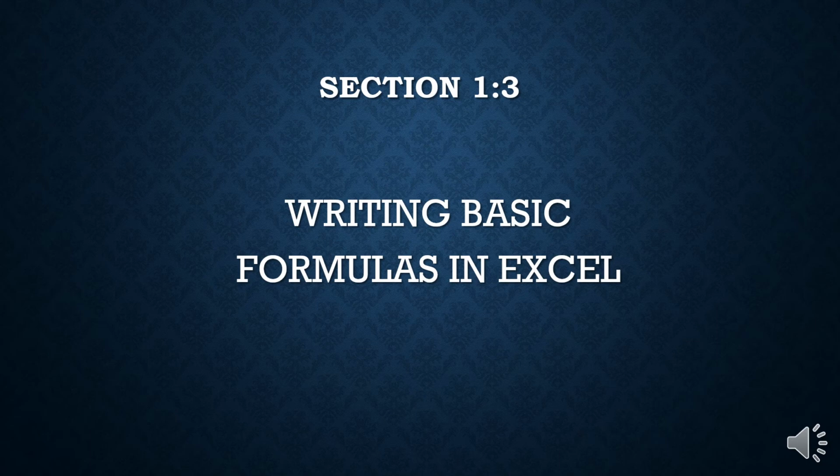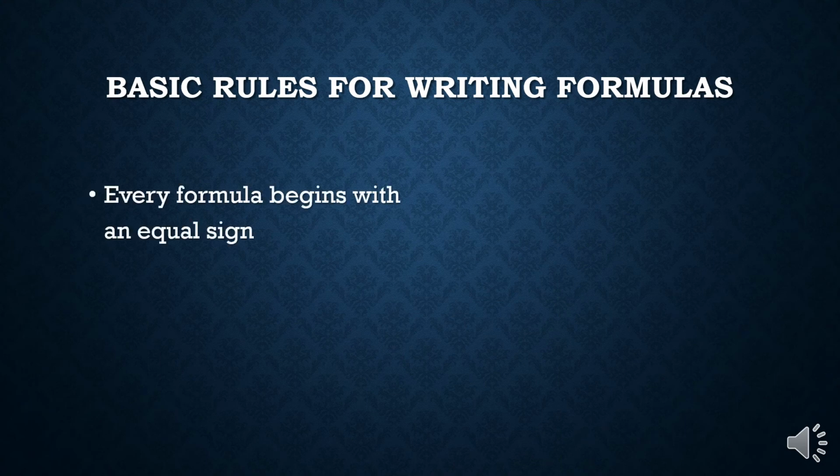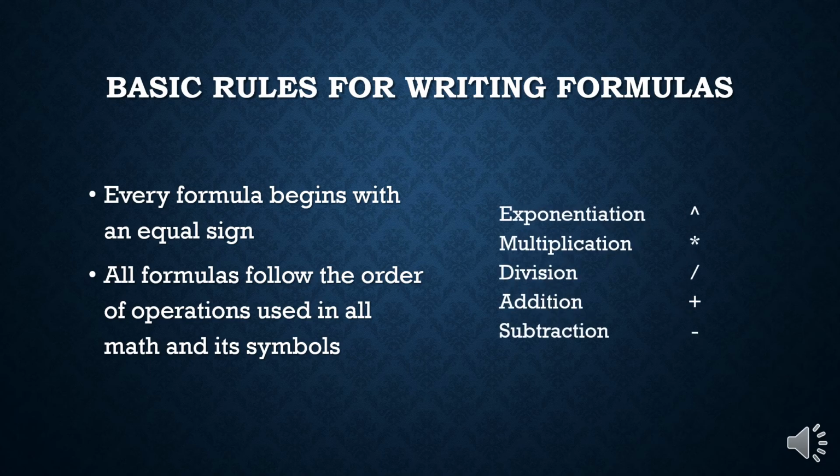Section 1-3, Writing Basic Formulas in Excel. The basic rules for writing formulas. Every formula must begin with an equal sign in Excel. All formulas follow the order of operations used in mathematics and its symbols. The exponent in Excel uses the caret, multiplication uses the asterisk, division uses the slash, addition uses the plus sign, subtraction uses the minus sign.